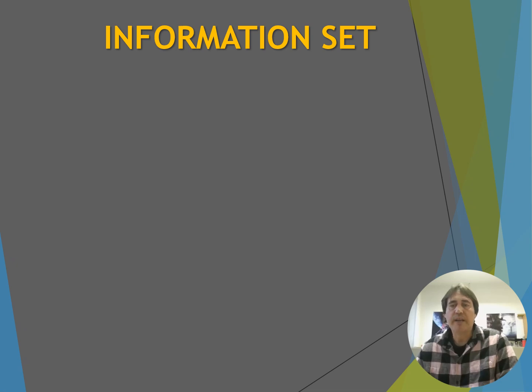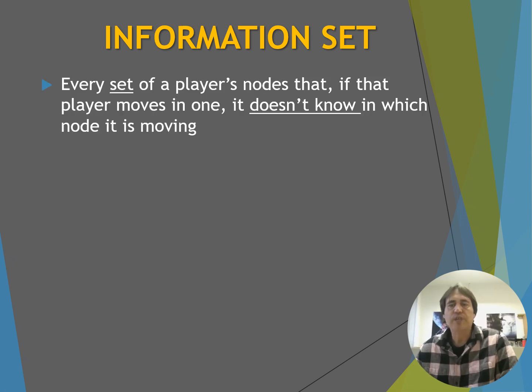The previous explanation allows us to introduce the concept of an information set. An information set is any set of nodes of a single player such that if the player moves at one of them, they do not know whether they are at that node or at one of the other nodes. Note that if the set contains only one node, obviously there is no such problem.